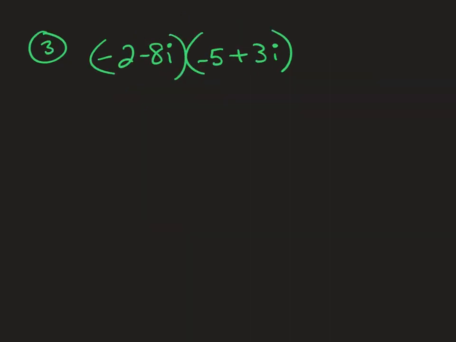Number 3, negative 2 minus 8i times negative 5 plus 3i. Anytime you've got a binomial, which is this first parentheses, times another binomial, second parentheses, you're going to FOIL or double distribution is another way of looking at it. You're going to distribute the negative 2. Also, after that, you're going to distribute negative 8i. So we'll go ahead and go through that.